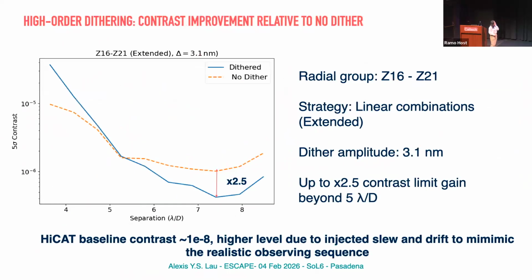First of all, disclaimer. Because we are injecting slew and drift to mimic the observing conditions, our contrast baseline, as you can see here, is actually higher than 10^-8. Beyond 5 lambda over D, we can start to see gains when we apply high-order dithering in our reference acquisitions. We achieve up to 2.5 times contrast gain, between 7 to 8 lambda over D, with a strategy called linear combinations, meaning I have single mode content within this radial group and also a mixture of the linear combinations within this radial group.